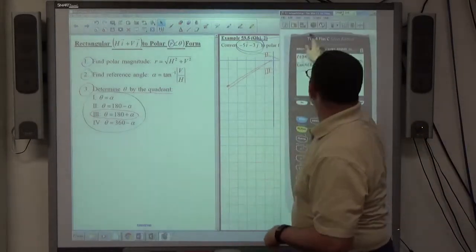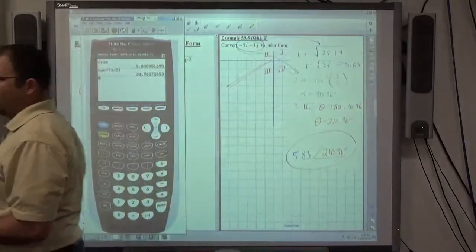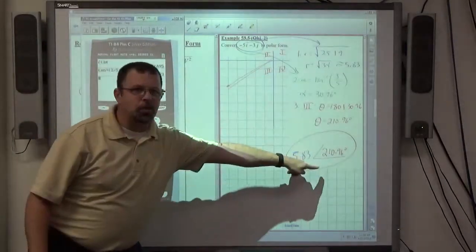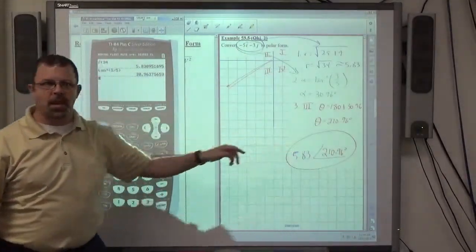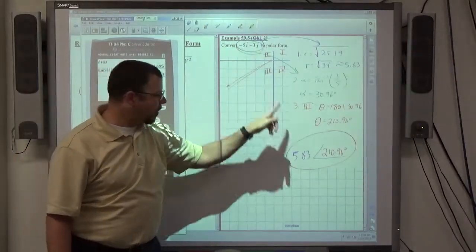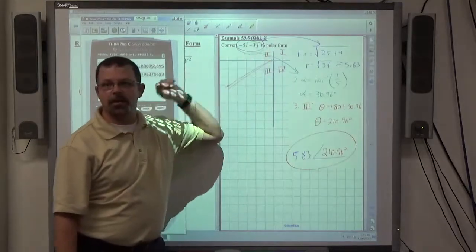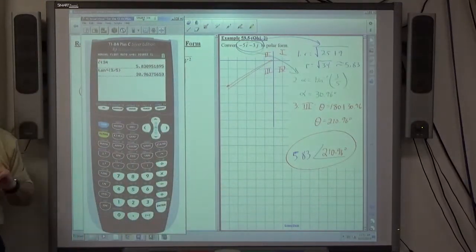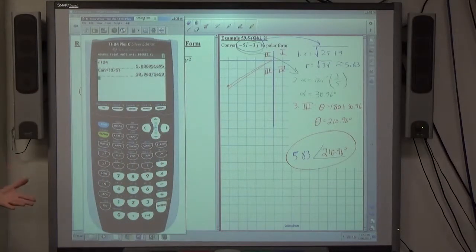These answers are checkable. This and this are supposed to be the same vector, right? If I do r cosine of that, I should get h. If I do r sine of that, I should get v. Will I get exactly h or v? No, because I rounded things. But I should get pretty close to -5, -3.